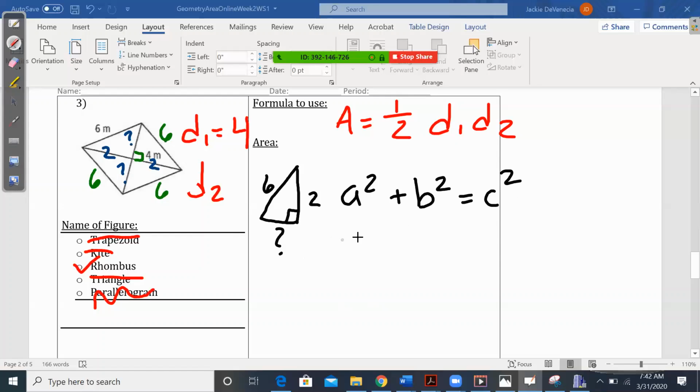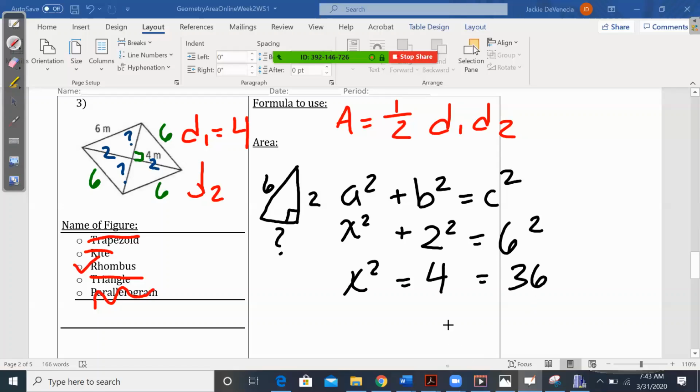So this, I can just go ahead and replace it. My legs, A and B, they're going to be the shorter side. So one of them I don't know. Let's make that X. B I know. C, I don't. C is 6. And there you go. I'm going to start by solving for X by first taking the exponents. So I have X squared, I can't really solve that. 2 squared, that's 4. 6 squared, that's 36.